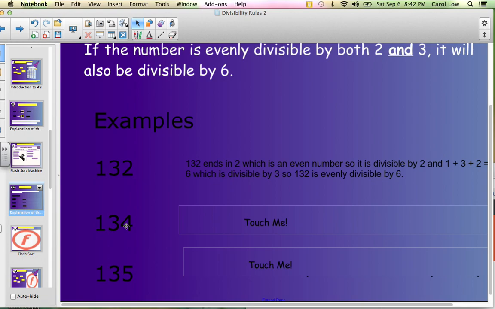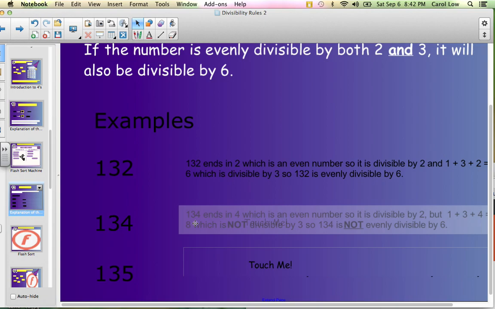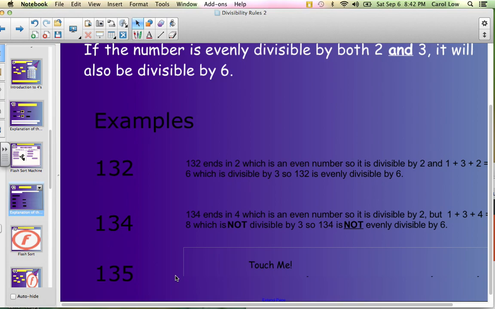This one, it's even, so we know it's divisible by 2. 3 plus 4 is 7 plus 1 is 8. That is not divisible by 3, so it is not divisible by 6. Yep, not divisible by 6. This one, I want you to think about it. What do you think? 135. Well, 5 is not even, so it's not divisible by 2. But you know what? It is divisible by 3. But it has to be divisible by both 2 and 3 to be divisible by 6. So it is not divisible by 6.